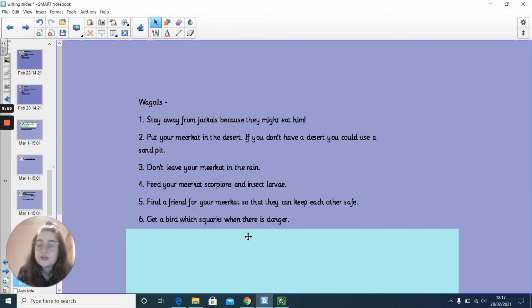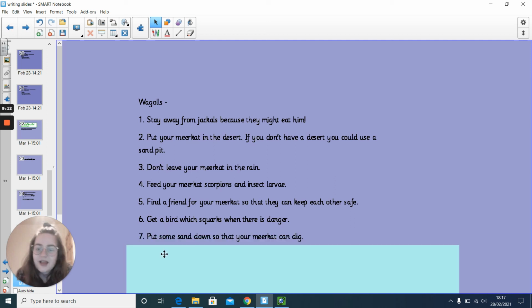Get a bird which squawks when there is danger. Because Sonny really liked that bird that squawked when there was danger, didn't he? He found it really helpful. And the imperative verb there is the word get, because you can get something. I can get my tablet, or I can get my pen. And finally, put some sand down so that your meerkat can dig. Put is something that you can do, so that sentence starts with the imperative verb put.